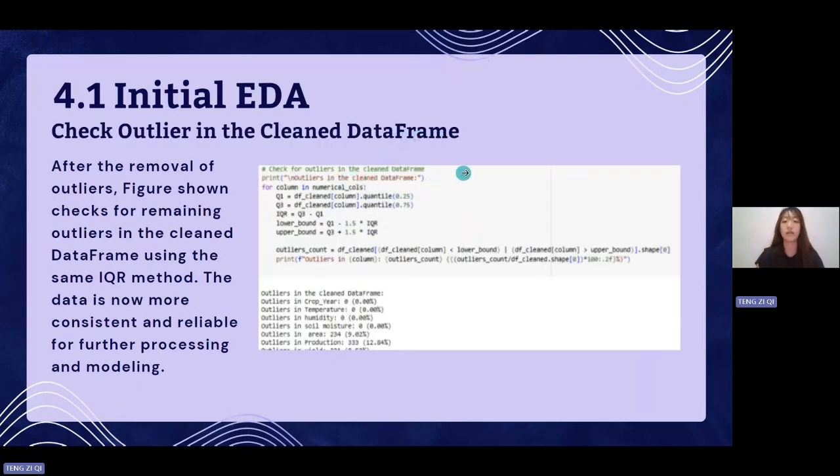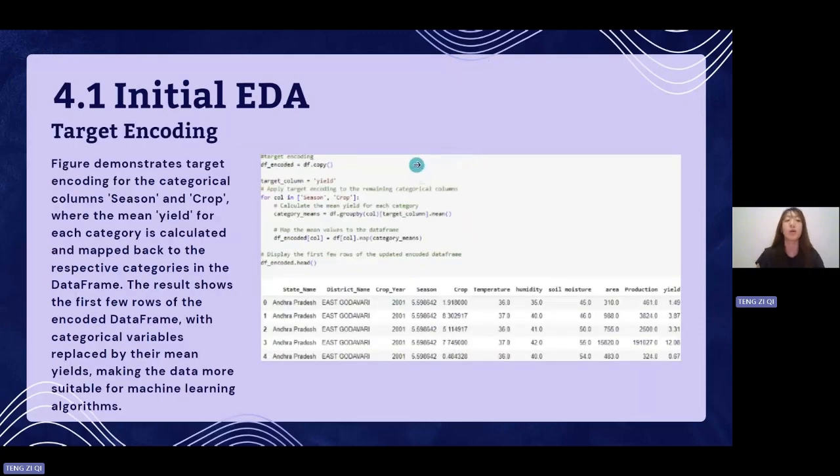Next, we check outliers in the clean data frame. After the removal of outliers, the figure shown checks for remaining outliers in the clean data frame using the same IQR method. The data is now more consistent and reliable for further processing and modeling. Hence, we do target encoding.